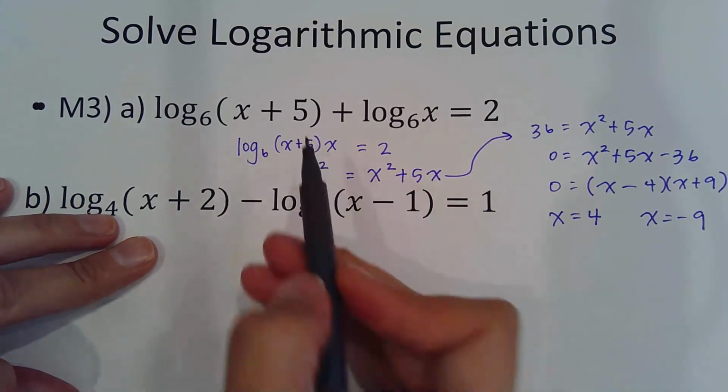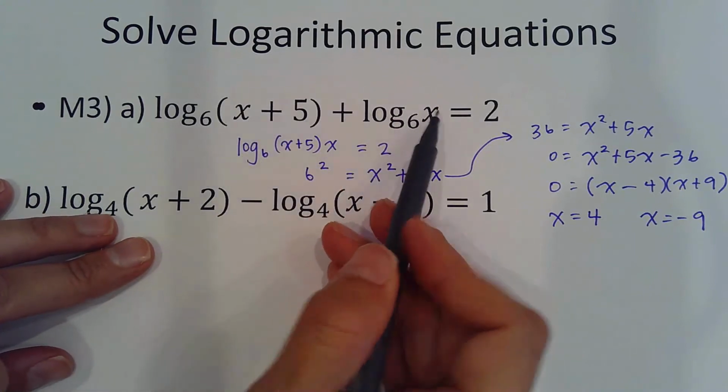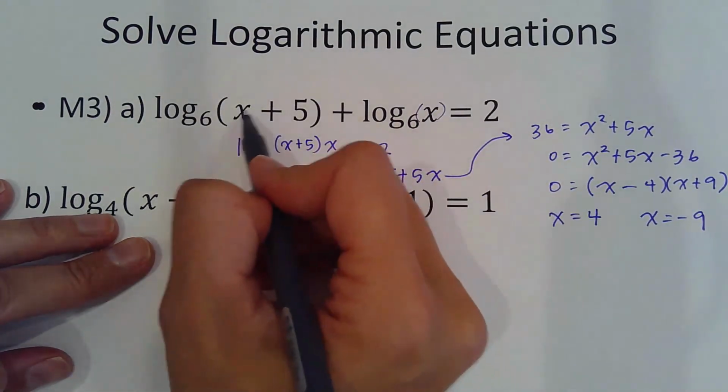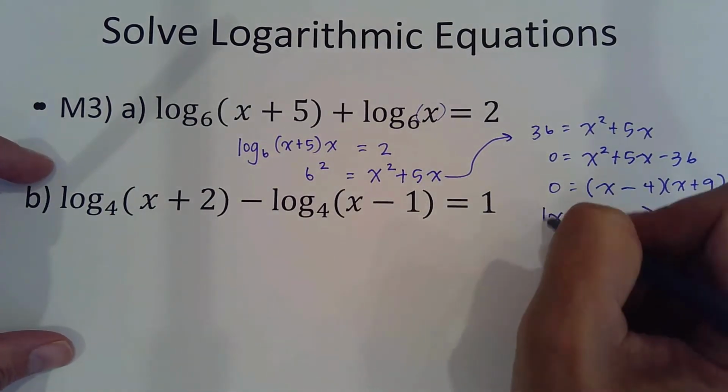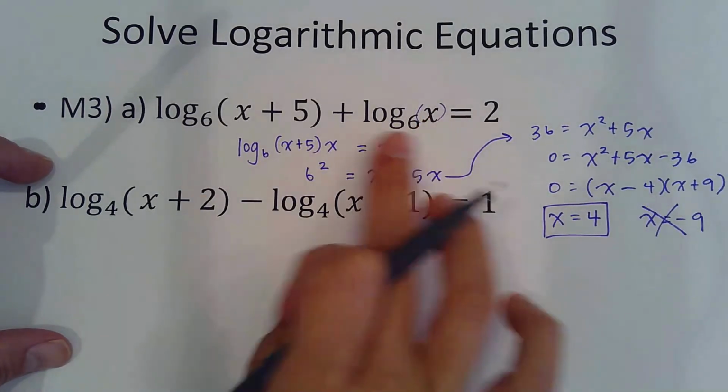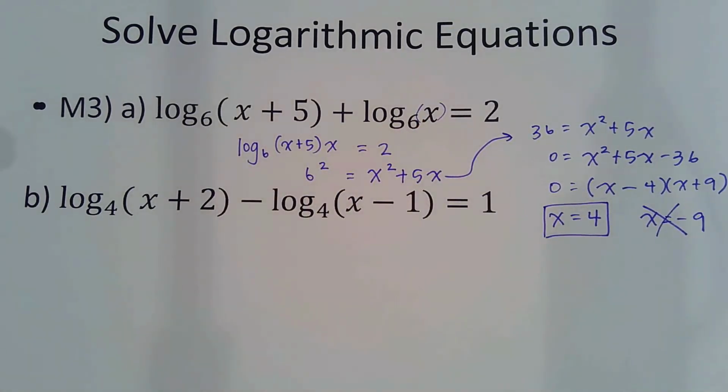Okay, we want to check our solution. Inside this log, we cannot have a negative or a 0. Okay, so no negatives and no zeros. So this x minus 9 creates a negative. So we need to check our solutions and make sure that that's not happening.